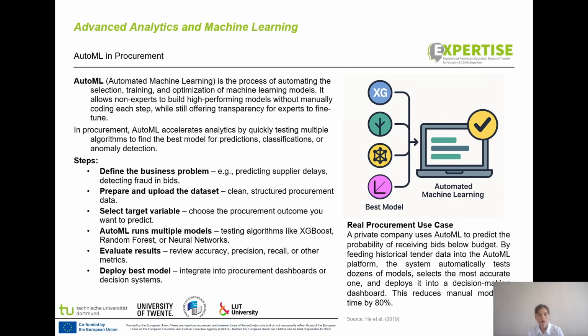For example, a company might use AutoML to predict which tenders will attract bids under budget. The system can test dozens of models in minutes, pick the winner, and integrate it directly into a dashboard, speeding up insights and reducing the need for manual coding.